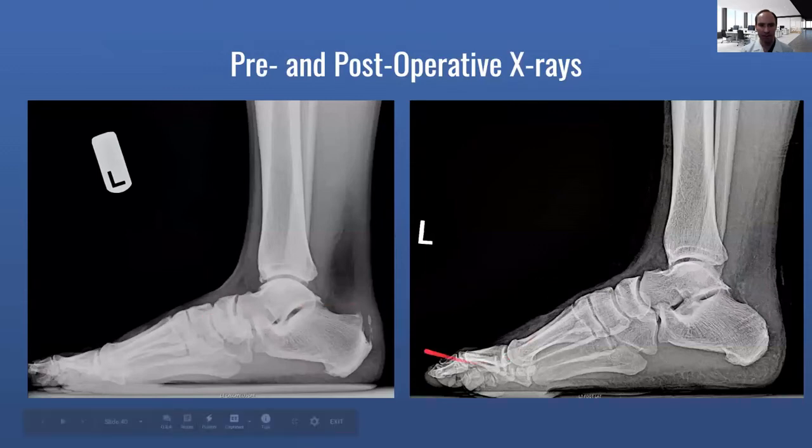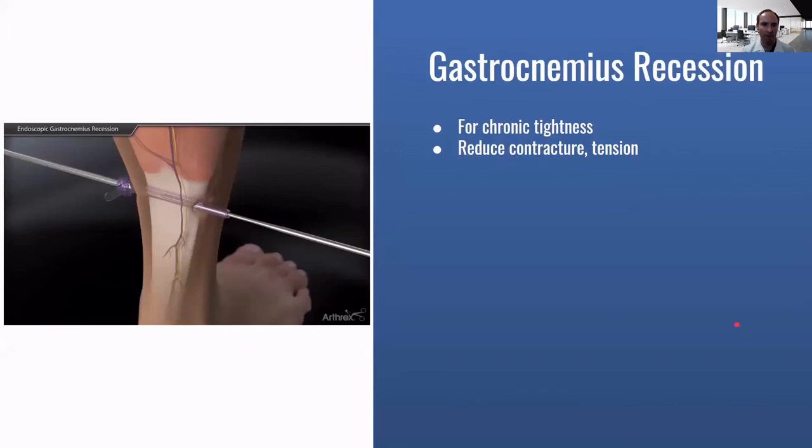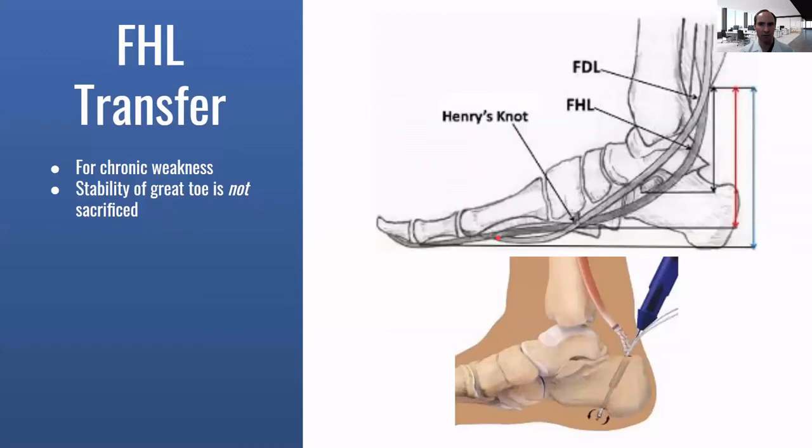So let's look here. This is an example of a pre and post-op. Basically, this is the bump in the back that was really causing aggravation along with the spur, and that was removed here. And that's a surgical procedure, and these little lines here are where the implants were. These are non-metallic implants that kind of absorb over time. Here's an example of a gastroc recession. This is an arthroscopic way of doing it, and you can also do it open. This would reduce the contracture of the Achilles.